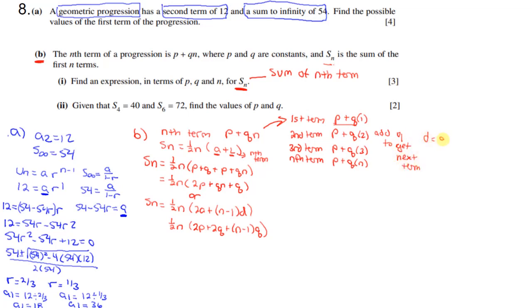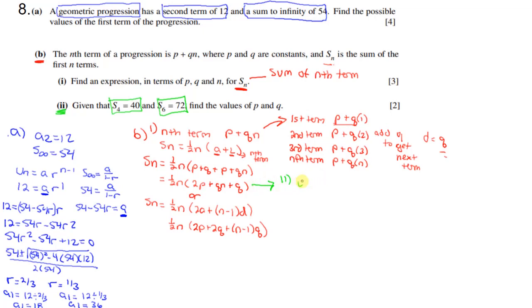At any rate, either one of those would have been acceptable. To answer the first part, part 1, you didn't need to do both. All you had to do was do one. Now for part 2 of B, it says that the fourth term is 40 and the sixth term is 72, and they want us to find the values of P and Q.